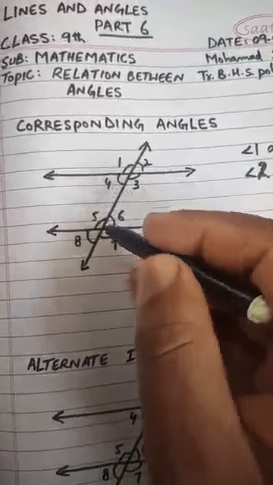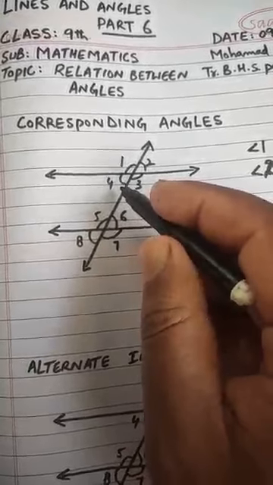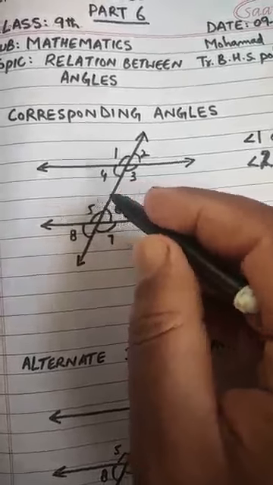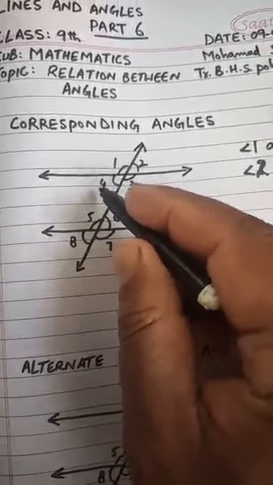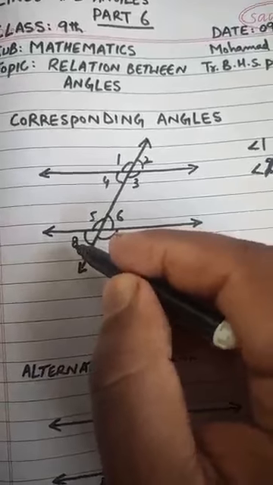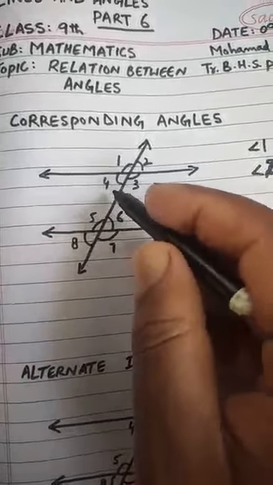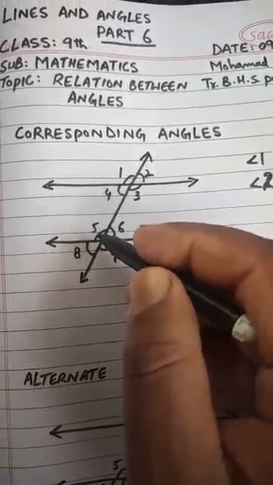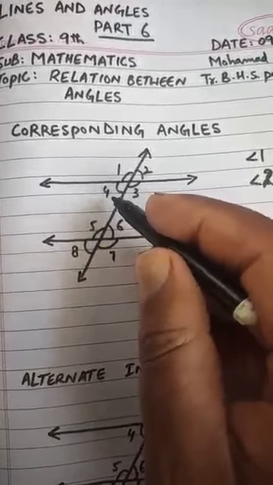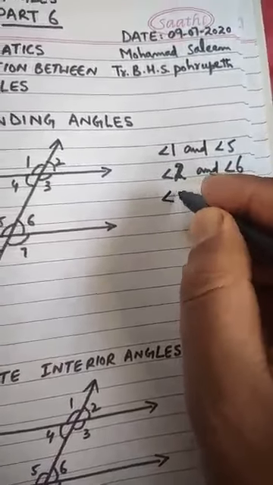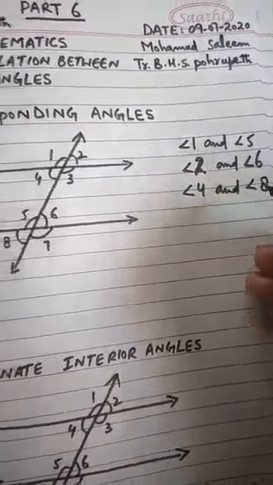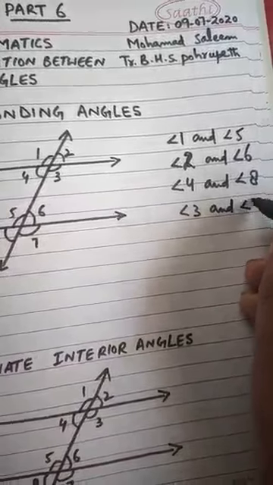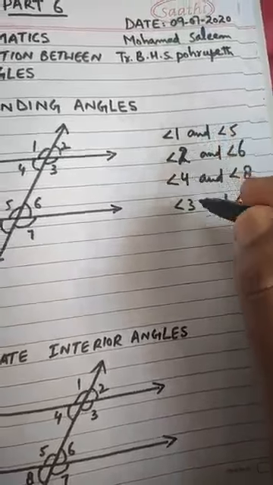We have also angle 4 and angle 8. Angle 4 is an interior angle and angle 8 is an exterior angle, and both are on the same side of the transversal, that is, on the left side of the transversal. Although angle 5 was an interior angle, it is adjacent to angle 8, so we have to leave out angle 5 and we will take angle 8 and angle 4. That means angle 4 and angle 8 form another pair of corresponding angles. And similarly we have angle 3 and angle 7. These are a pair of corresponding angles. There are 4 pairs of corresponding angles.